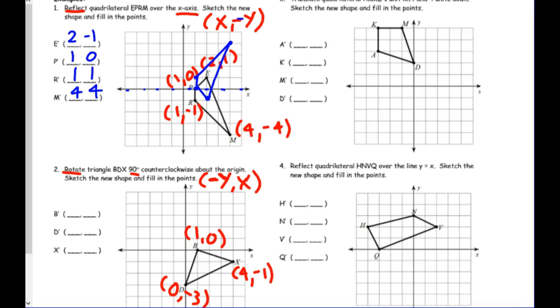So on b, the y is 0. That doesn't change. When I flip the order, I get 0, comma 1. For letter D, 0, negative 3, that y value, negative 3, becomes positive, and then I switch the order to get 3, comma 0. Notice the 2 changes I did. And then for x, 4, negative 1 becomes 1, comma 4. We plot these 3 points, and you can see I get a triangle that has been rotated 90 degrees counterclockwise, going, as one would say, to the left. Okay.